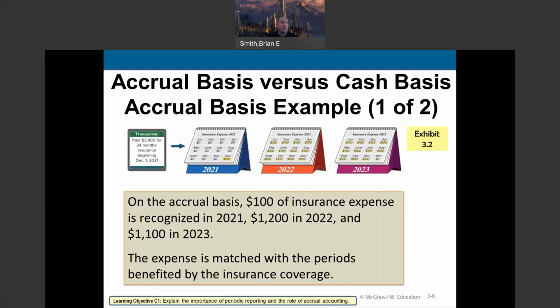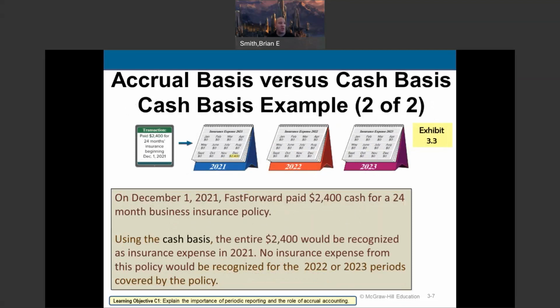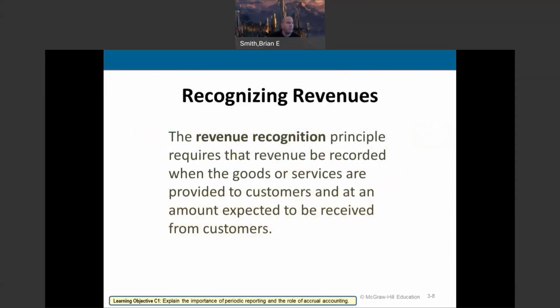If we use the cash basis of accounting, we are putting all that expense in December. See, that's what it's saying here, and nothing in the other ones. Even though we're using that insurance over the course of 2 years, we would expense the whole of it in that first year. That's why we don't like the cash basis of accounting in accounting. We don't like it.